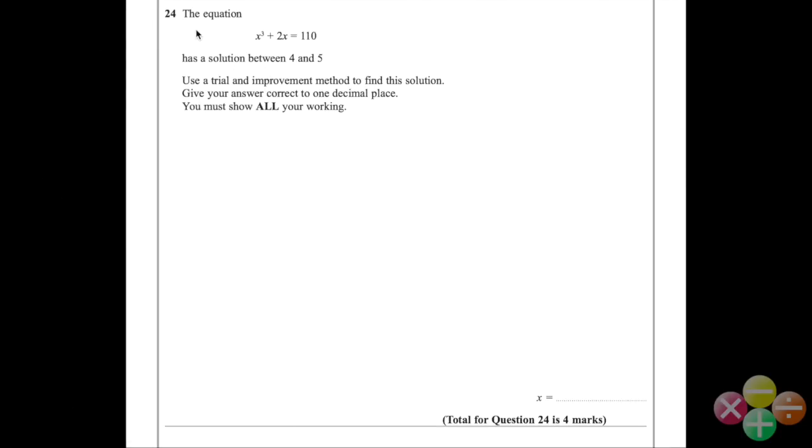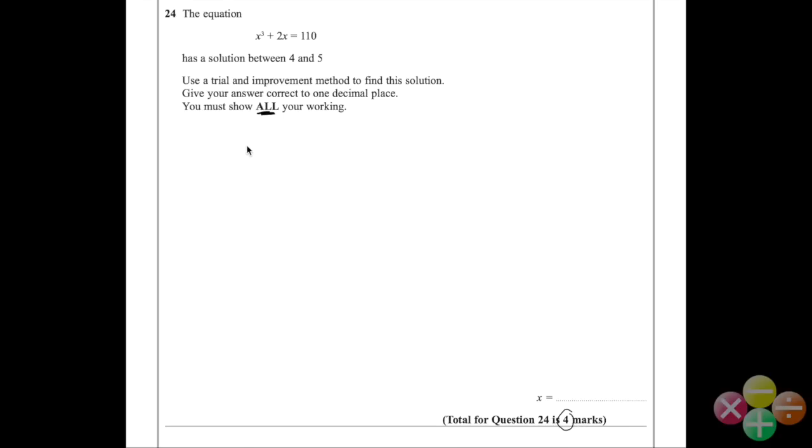Question 24. The equation x cubed plus 2x equals 110 has a solution between 4 and 5. Use a trial and improvement method to find this solution. Give your answer correct to 1 decimal place. You must show all your working. So working out is very, very important in this question. You can see that it's worth 4 marks. So it's an easy 4 marks if we show the correct working and get the right answer.